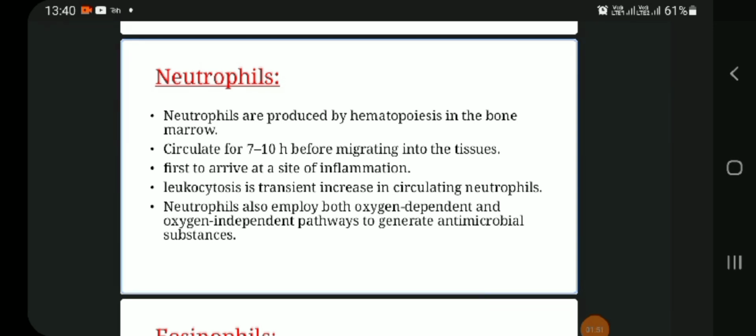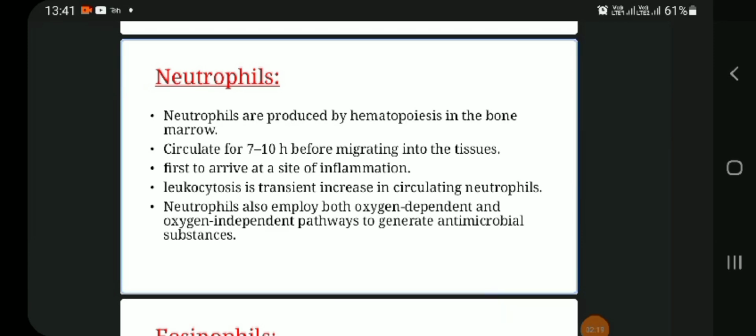They are released into the peripheral blood, and they circulate there for 7 to 10 hours before reaching the tissue spaces, where their lifespan is only a few days. In response to many types of infections in the body, when there is any type of infection or inflammation, neutrophils are the first cells which are recruited at the site of infection.